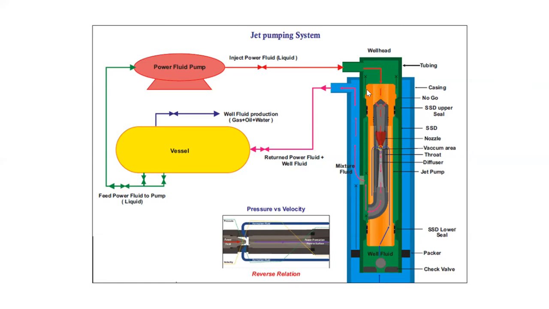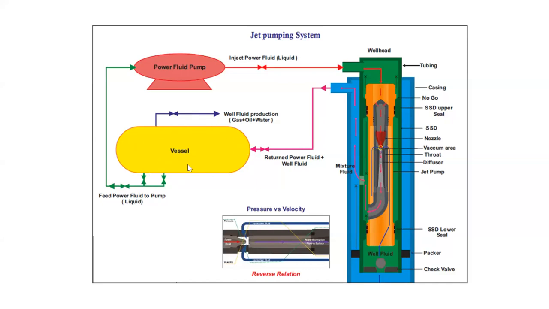Then this jet pump is installed in the SSD profile by pumping what we call the power fluid. Power fluid is pumped normally from the tubing side, passing down the tubing and entering this pump through a nozzle. The nozzle will create a sudden pressure drop that creates a vacuum area. The vacuum area will allow the well fluids to enter, creating some drawdown on the reservoir. So the well fluid will enter this area and mix with the power fluid. And both are produced through the SSD opening up to the casing and to the separator or the vessel.